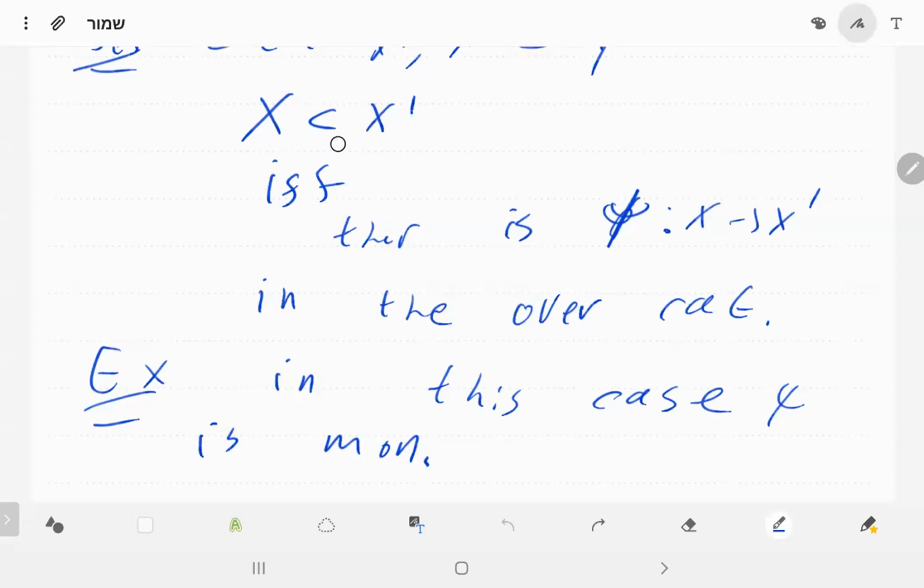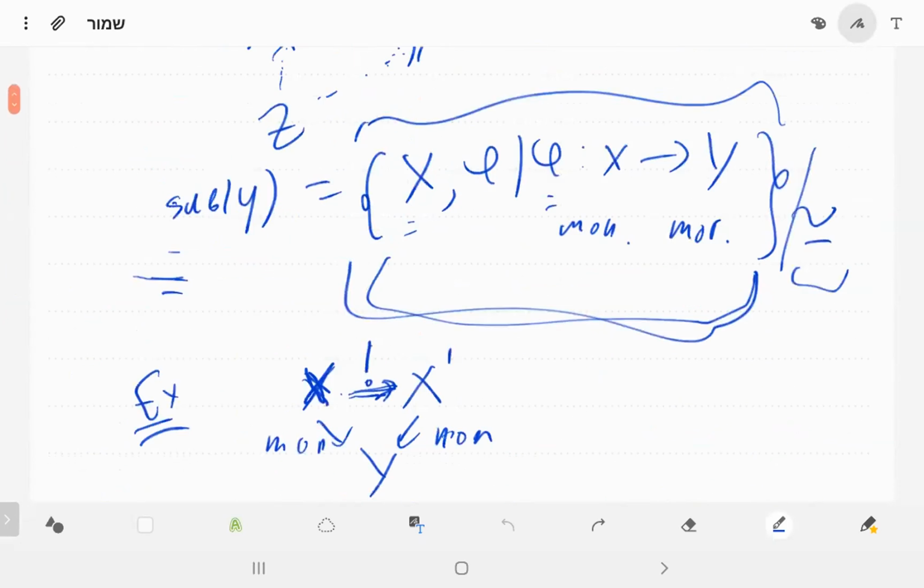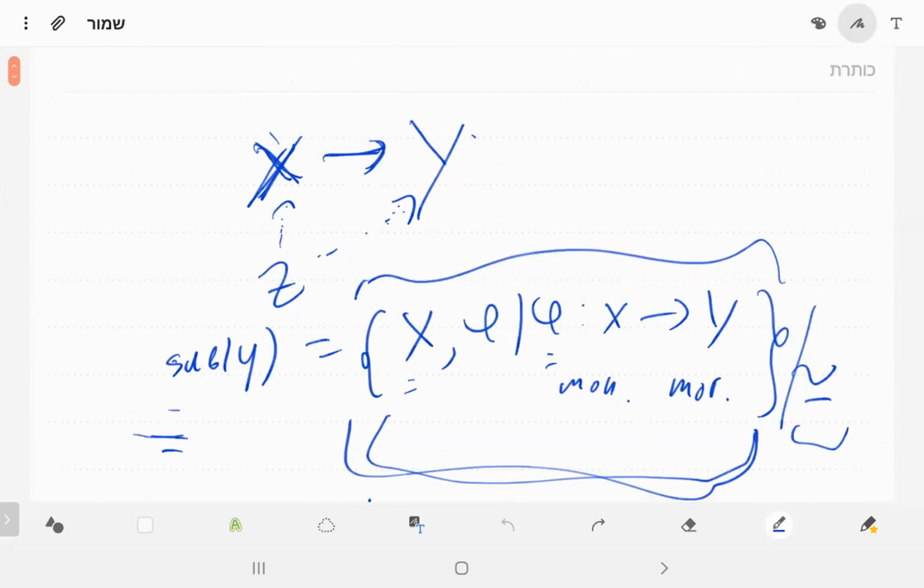How do you call this category? The over category? No, because I have the over category, but the collection of sub-objects is a subset of objects in the over category. I can consider it as a subcategory, but instead, what I usually do is consider a set of equivalence classes and consider it as a poset. And in this case, I don't lose information.